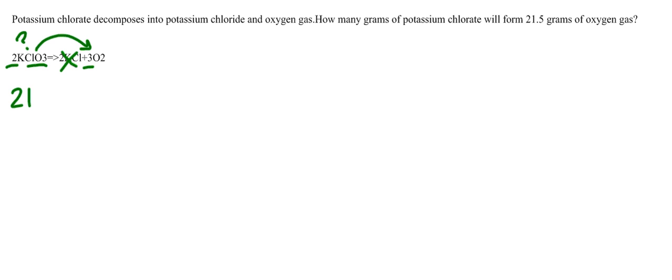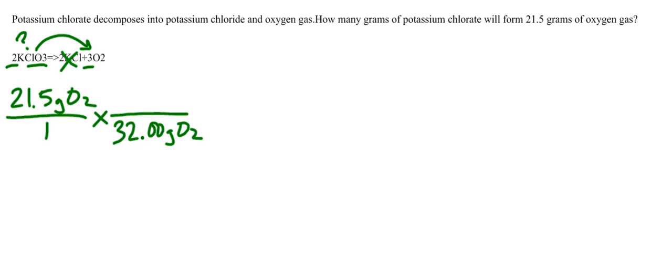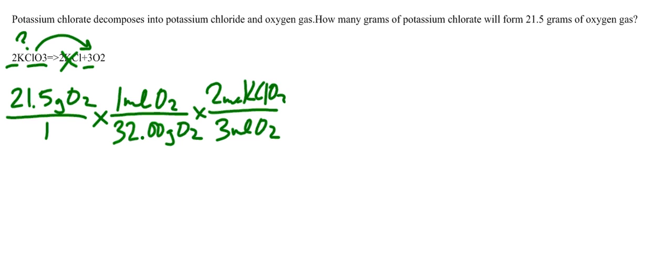So 21.5 grams of oxygen gas, O2, divided over 1. I need to use molar mass right here, right? 32.00 grams of O2, because each one's 16 times 2, right? For every 1 mole of O2. And then I use the molar ratio, 3 moles of O2 to 2 moles of potassium chlorate.